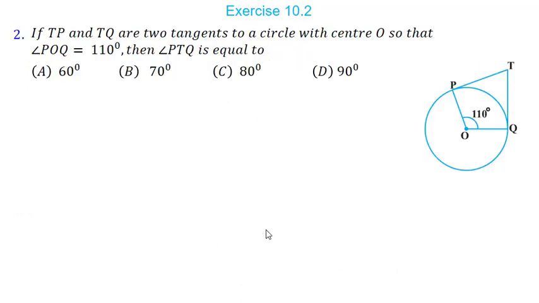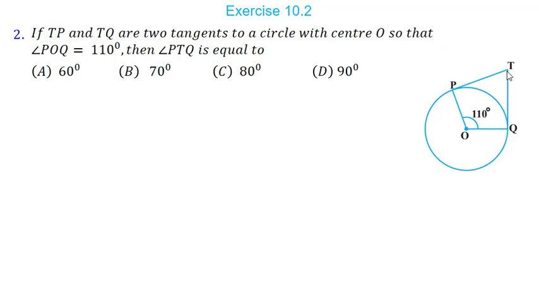Now let us see second question. Again, here we have given choices. If TP and TQ are two tangents, you can see in the diagram TP and TQ are tangents to the circle with center O, so that angle POQ is 110 degree, then angle PTQ is equals to? Now again you can see the diagram.